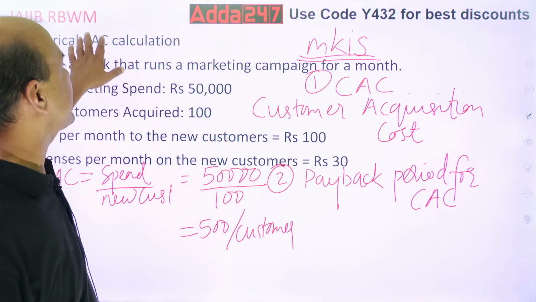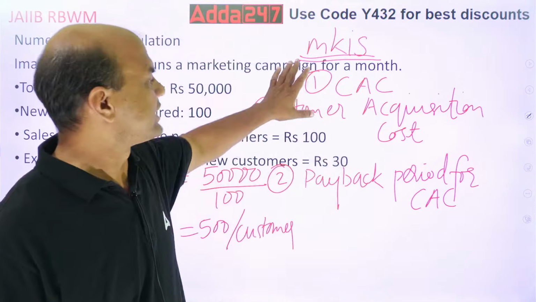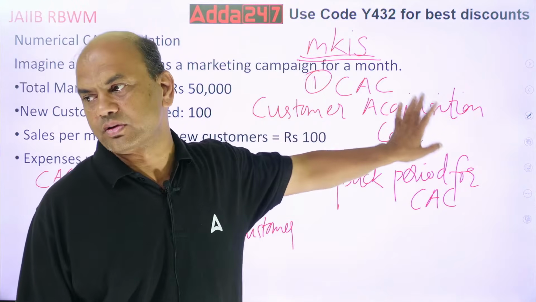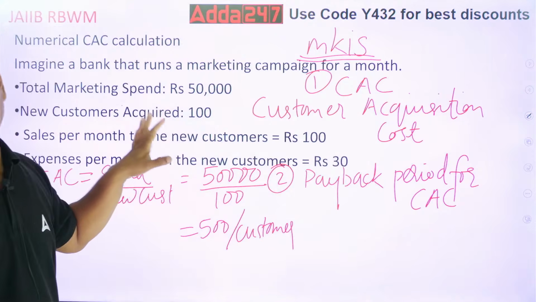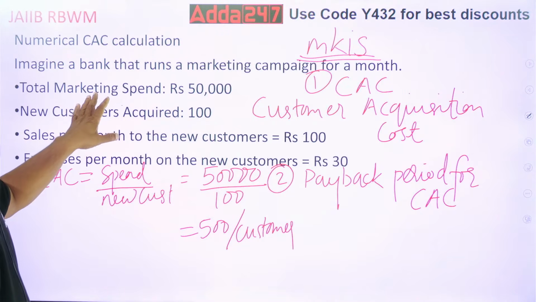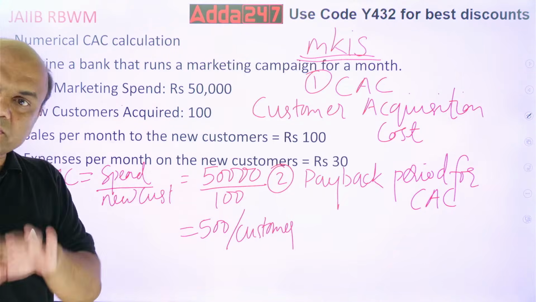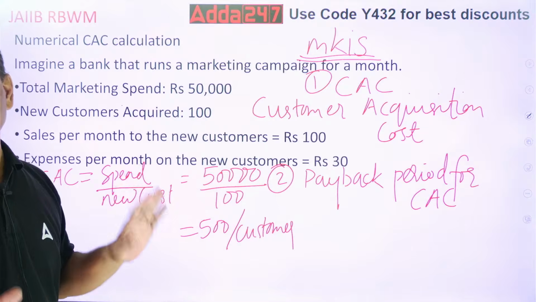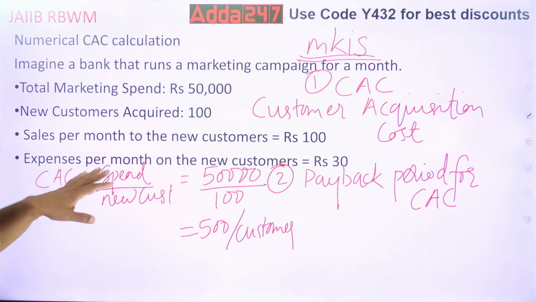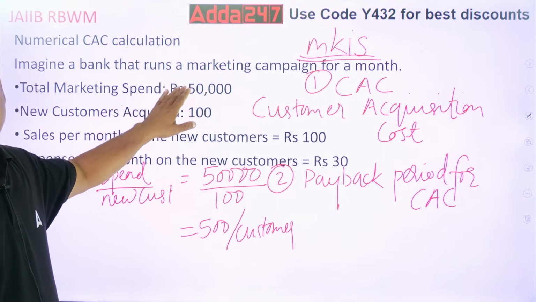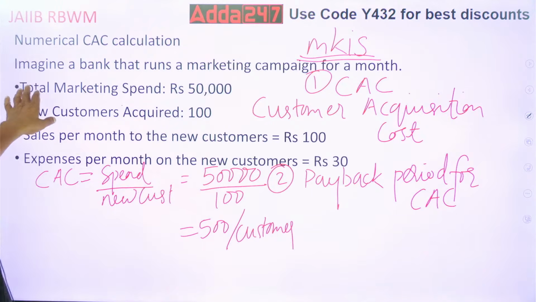See, CAC calculations, okay? Customer acquisition cost. Understand this formula. Suppose you run any campaign for marketing. From that campaign, how much do you spend and how many new customers do you get? That is basically CAC. Getting this, everyone? It's very simple.